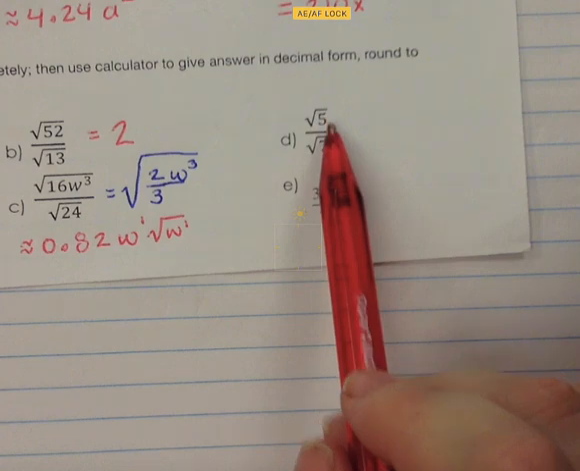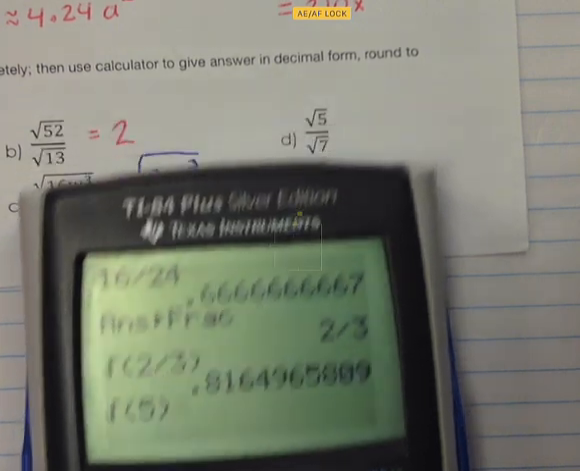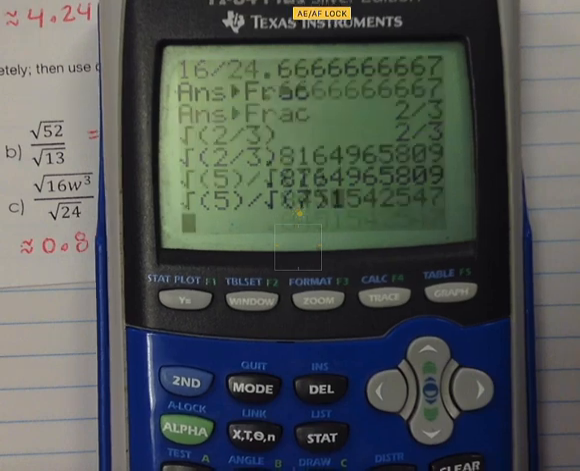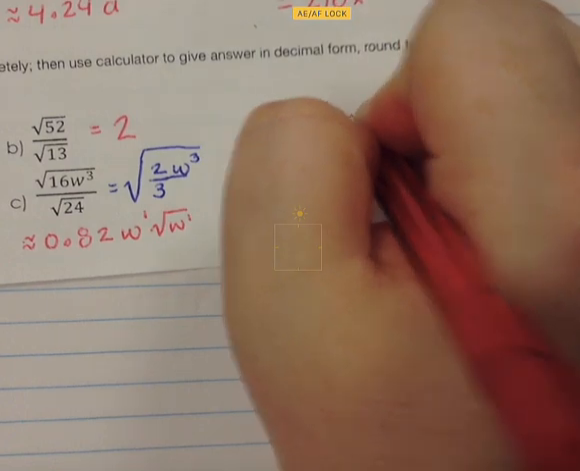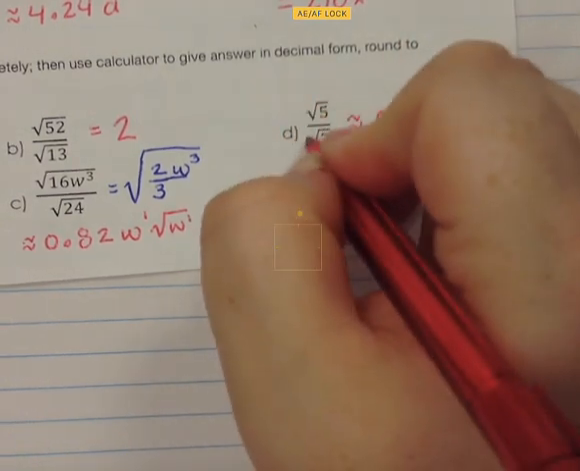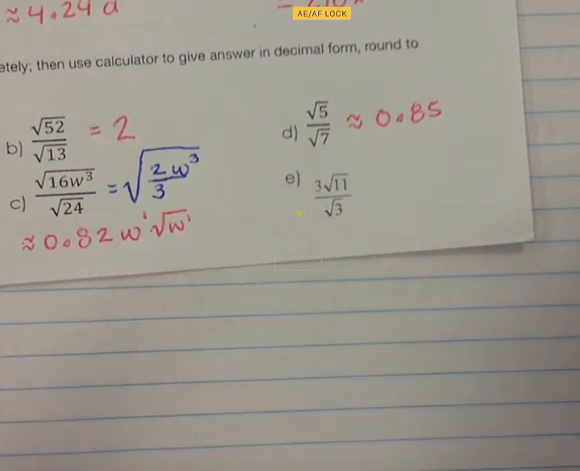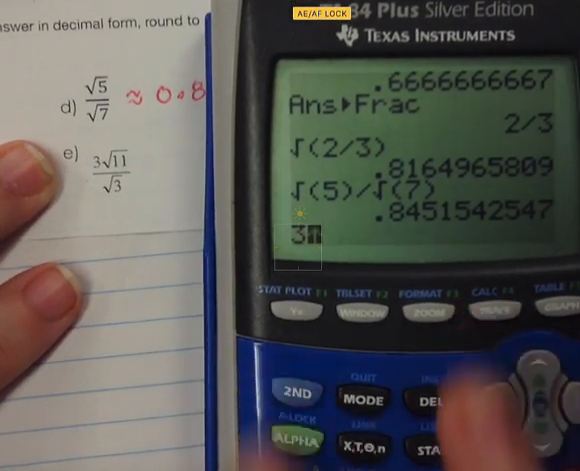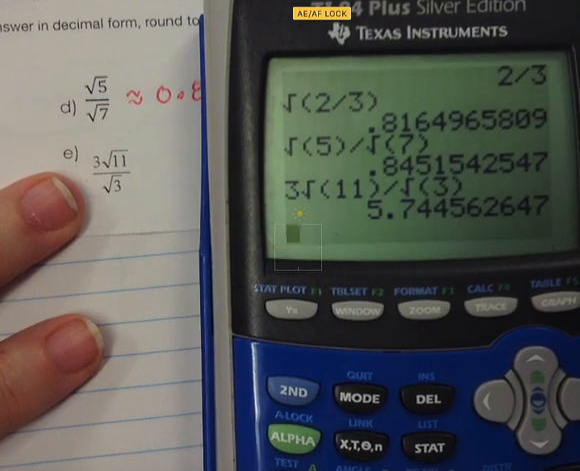On part D, I have just numbers, so we can take the square root of 5, close parentheses, divided by the square root of 7, close parentheses, because they're just numbers. Plug it in, and you get 85 hundredths. So approximately 0 and 85 hundredths. Because they're both square roots, we can do that. On E, we also have just numbers, so we can type this into our calculator. So we have 3 square root of 11, close parentheses, divided by the square root of 3, close parentheses. And we get 5 and 74 hundredths.